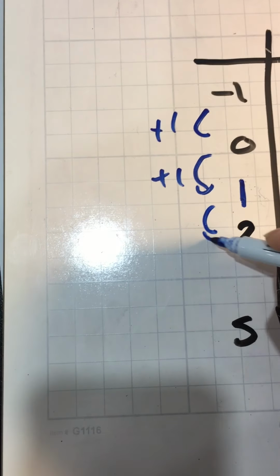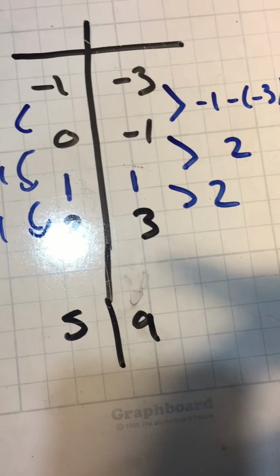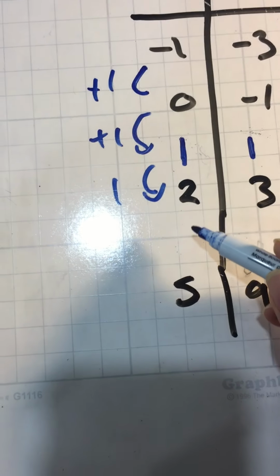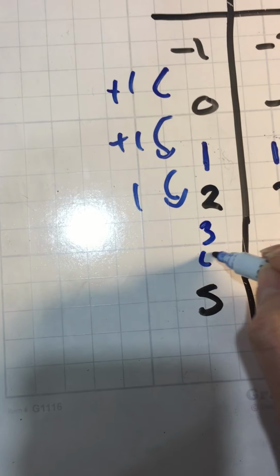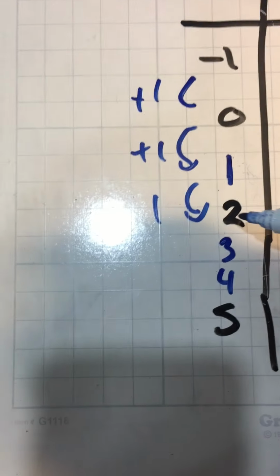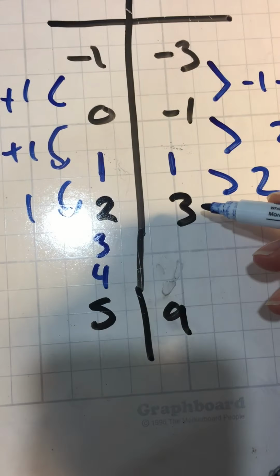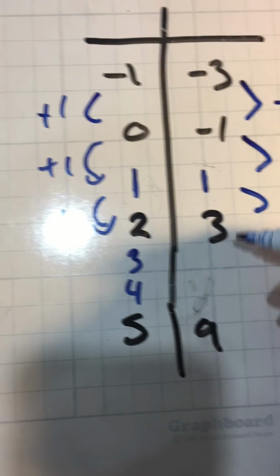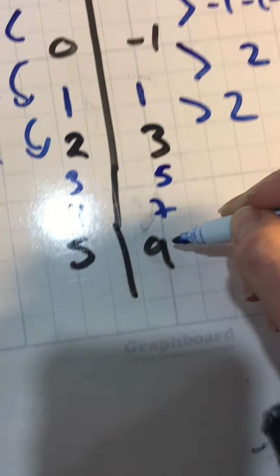If I go up by 1 again, that's a 2. Now I'm missing 2 numbers here. I'm missing 3 and 4. So let's just check what would happen if I filled that in. If I were to add 2 to this, I'd be at 5, 7, and 9.